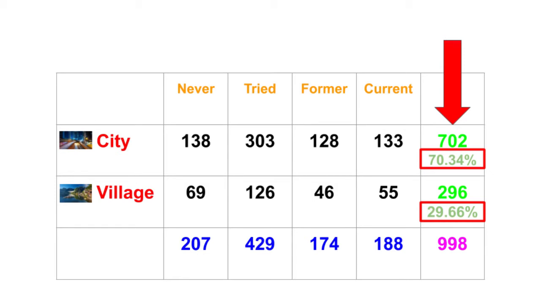In other words, we are asking what is the percentage of the respondents that belong to each group. We can get this number by simply dividing the sum of each row by the total sum. By doing this, we can determine that about 70% of all the people who answered our survey are from a city. And of course, the remaining 30% are from a village.